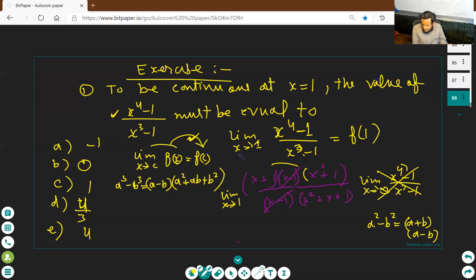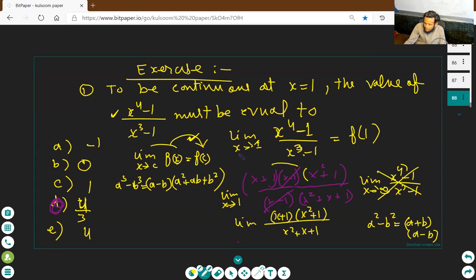Now solve it. How do I solve it? Now you simply put the value. See here, you get this. Replace means you put the values, clear? You put the values, 4 over 3.